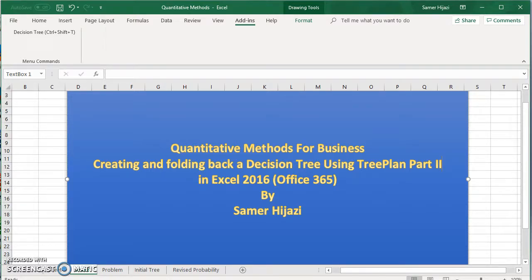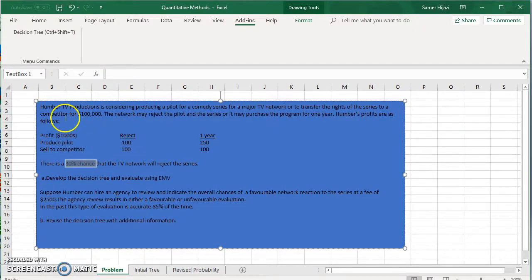This is part 2 of creating and folding back a decision tree using TreePlan. In the first video, we found the basic tree for the following problem. For more information, watch part 1 of the video and see how we created a tree for part A.